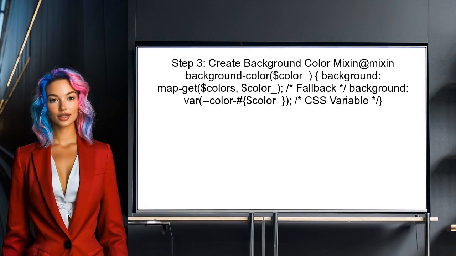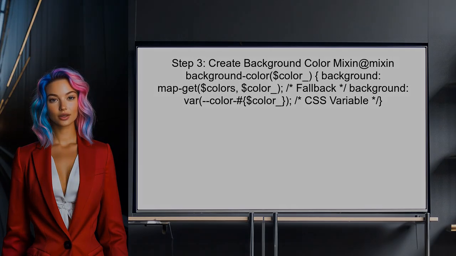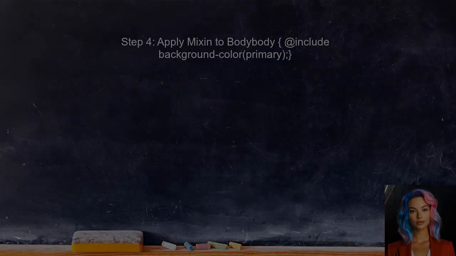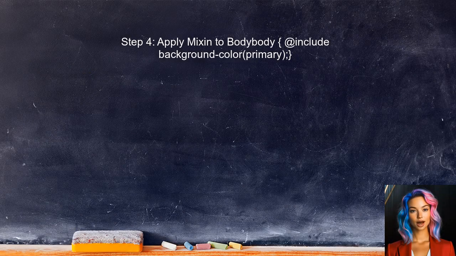Now, the user should create a mixin for setting the background color. This mixin will use the CSS variable for modern browsers while providing a fallback for older ones. Finally, the user can apply the mixin to their body element. This will ensure that the fallback color is used in older browsers, while modern browsers will utilize the CSS variable.